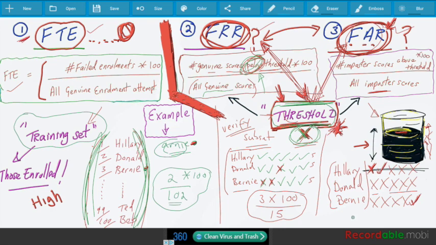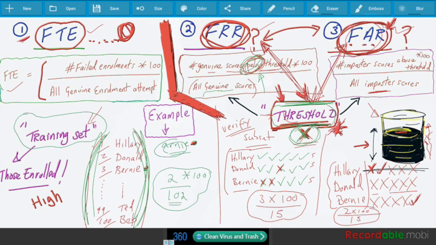What we've got here is we made 15 attempts to be an imposter, and 3 of them, sorry, correction, only 2 of them were successful. So that's how we make our calculation. We made 15 imposter scores. That's this number here, 15 imposter scores. The number of imposter scores that were above that threshold, we only got 2 of them above that threshold. And that's how we calculate it.